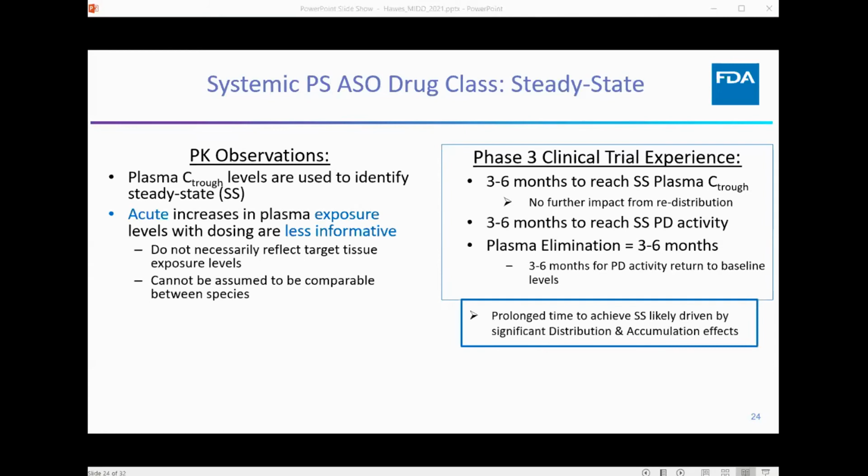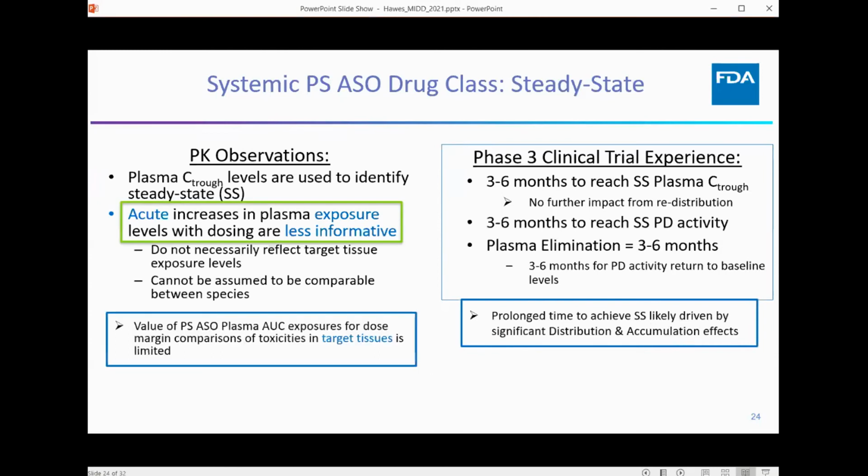The prolonged time to achieve steady state is likely driven by the significant distribution and accumulation effects. And overall, what this comes down to is that the value of PS-ASO plasma AUC exposures for dose margin comparisons of toxicities and target tissues is very limited.